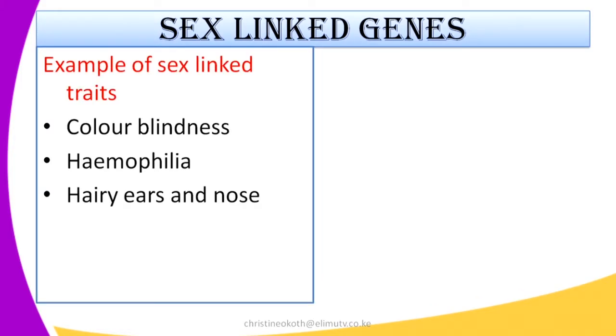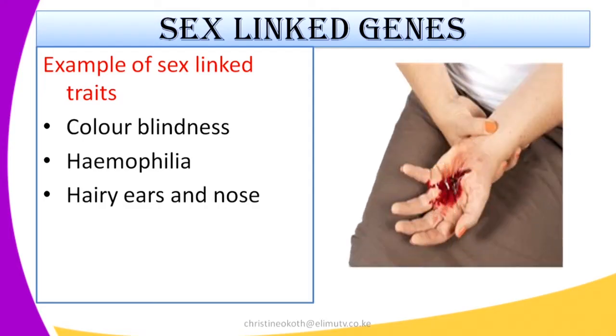So we have examples of sex-linked traits that we're going to look at. First we have color blindness, we have hemophilia, and we have hairy ears and nose. These are the genes which are found on the sex chromosome.